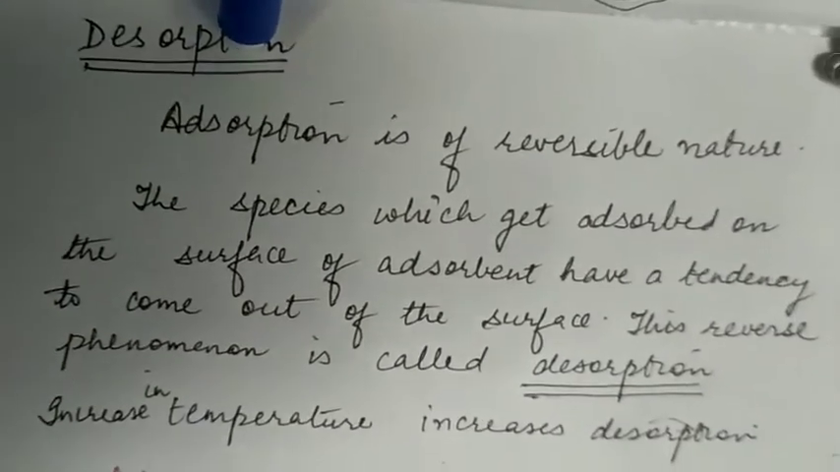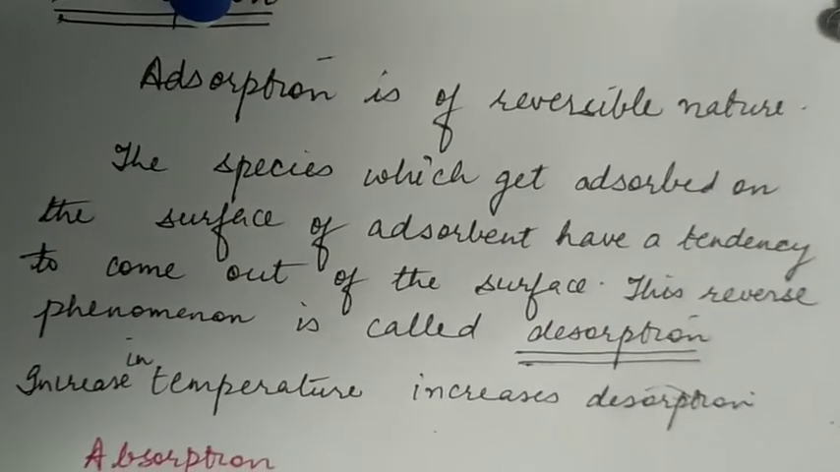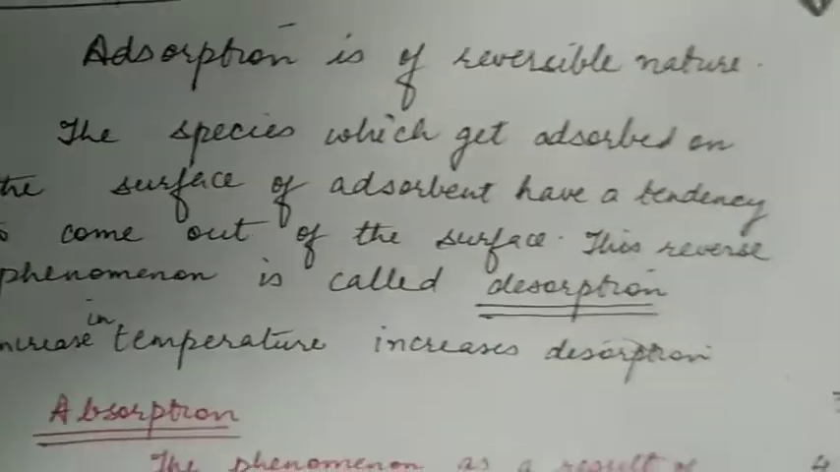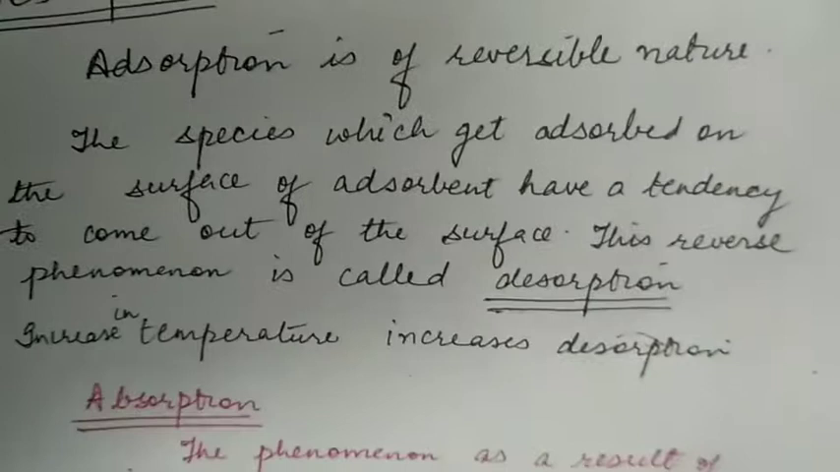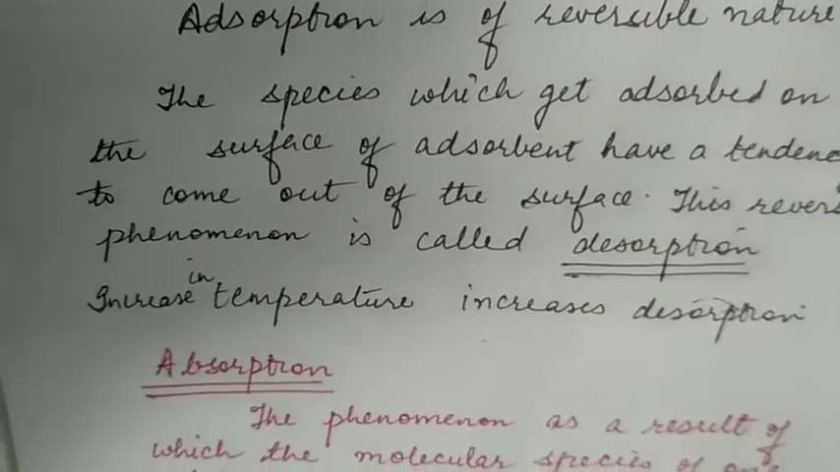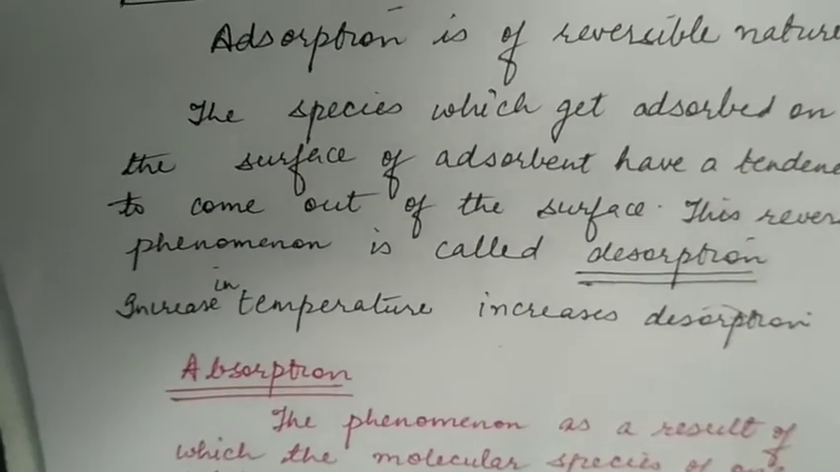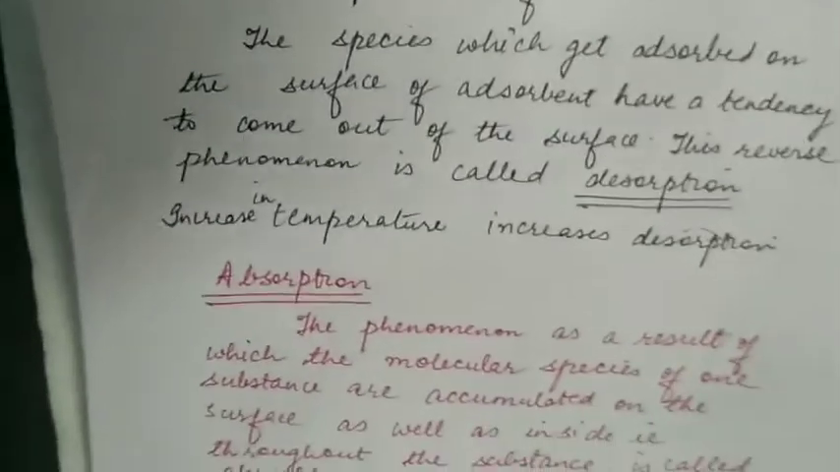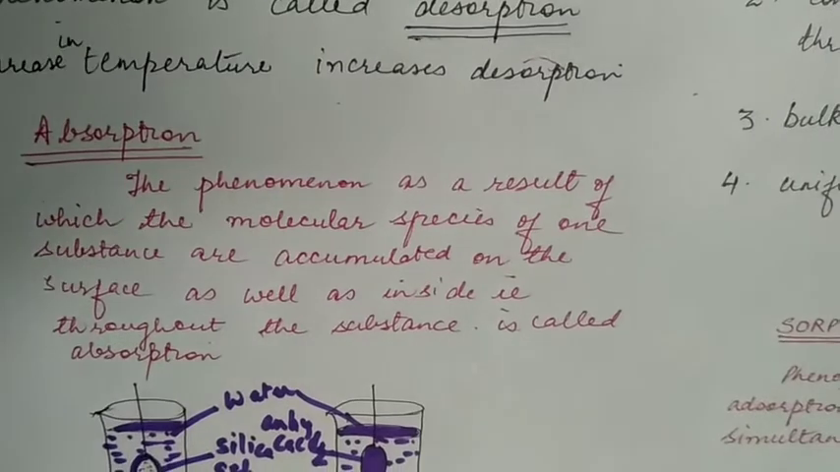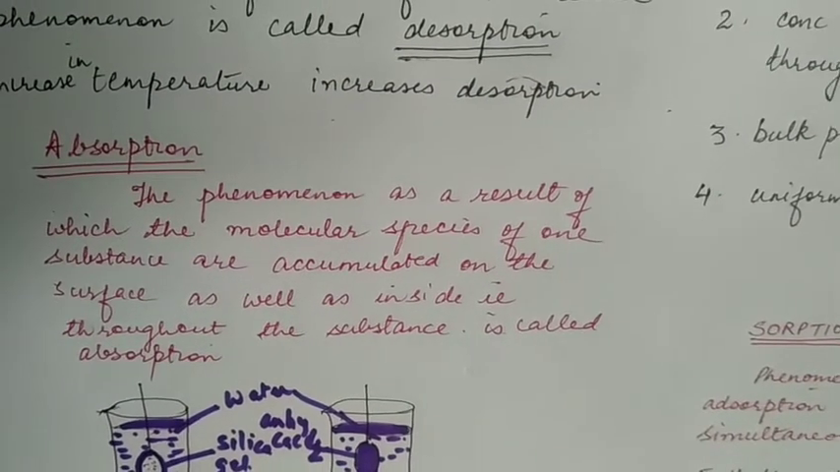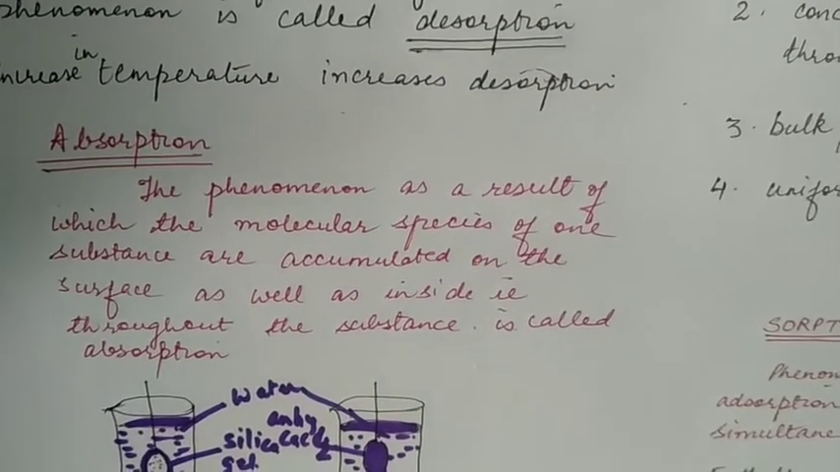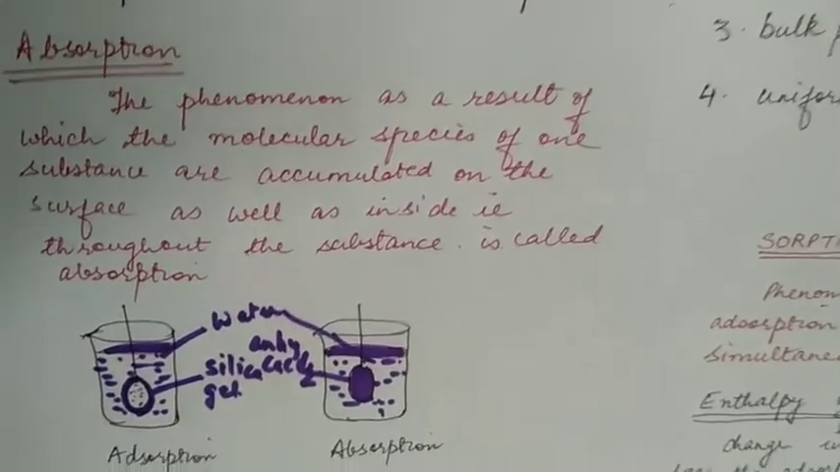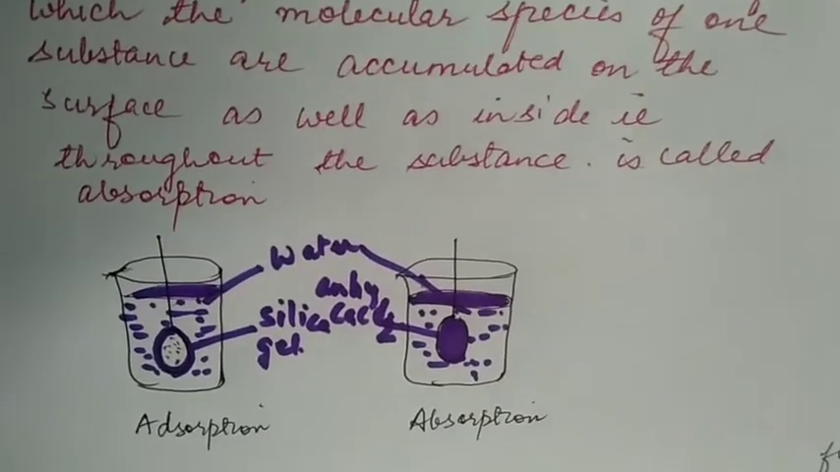Adsorption is of reversible nature. If an adsorbed species has a tendency to come out of the surface, this reverse phenomenon is called desorption. Increase in temperature increases desorption because it breaks the bond between the adsorbate and adsorbent. Absorption is the phenomenon in which the molecular species of one substance are accumulated on the surface as well as inside, that is, throughout the substance.